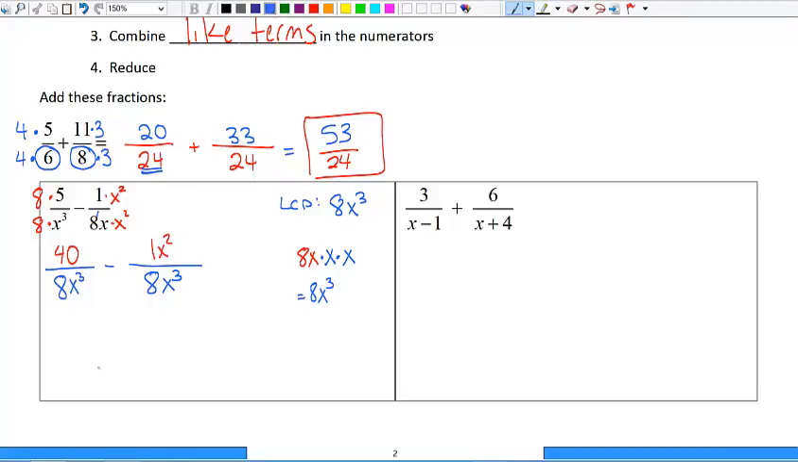The third step says combine like terms in the numerator. Now that you've got the denominators the same, we can keep them the same. And then in the numerator, I have 40 minus x squared. Now 40 minus x squared does not factor. It kind of looks like a difference of 2 squares, but 40 is not a perfect square, so this can't go any further, and I am done.